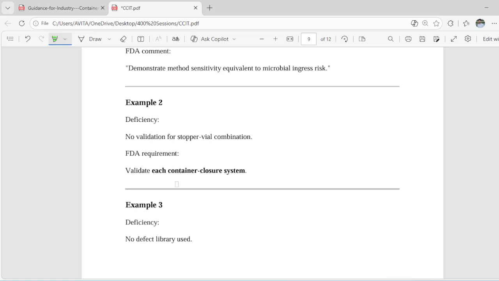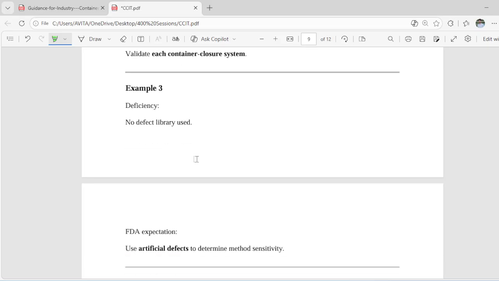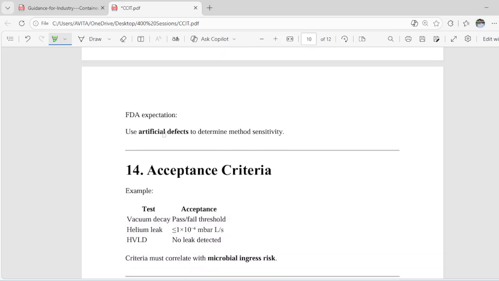Second example, we have the deficiency: no validation for stopper vial combination. So the FDA requirement is to validate each container closure system, stopper and vial combination. For each system you have to perform stopper as well as vial. Then moving on to the third deficiency that is commonly observed: no defect library used, and the FDA expectation was to use artificial defects to determine method sensitivity.